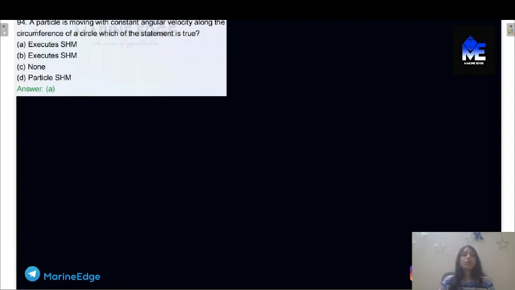Now, a particle moving with a constant angular velocity along a circumference of a circle, which statement is true? I think this question is incomplete here. So what it is trying to say is that the particle is moving in a circular motion, right? Now, if we take the projection, what is projection? If we shine a light, let's take it in 2D. Now, if we put a light here, and here we put, let's say, a wall or something. Now in 2D, if we see the particle moving, let's start from here. If the ball is here and you project a light from here, the shadow will become visible here.